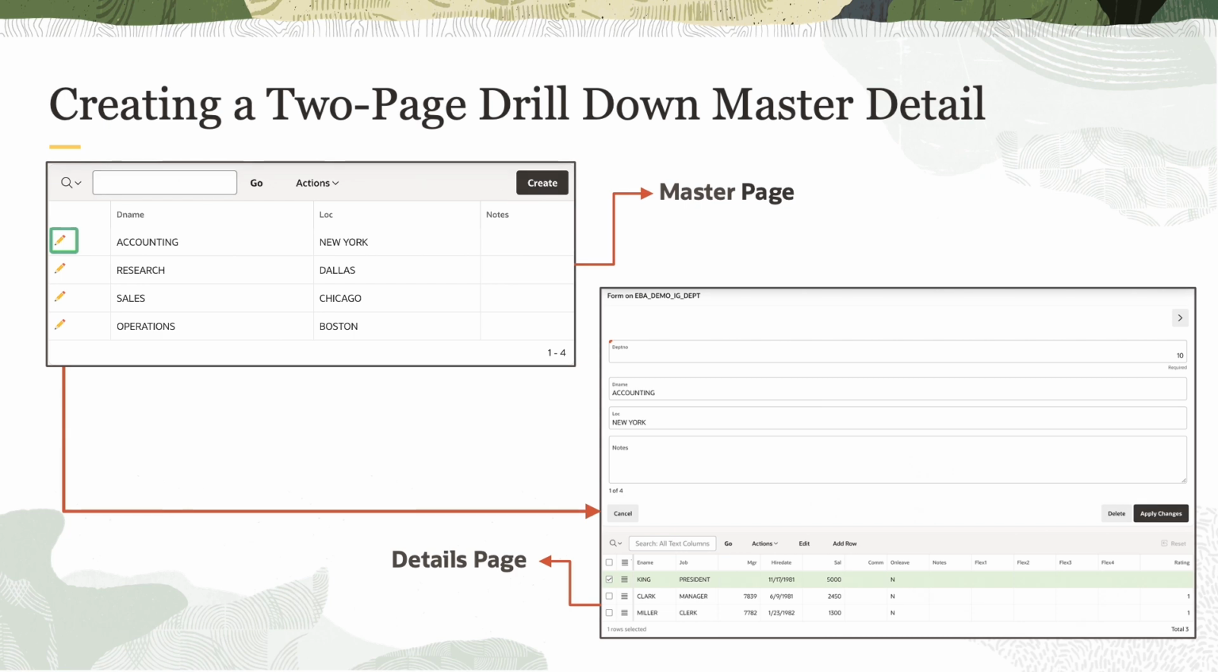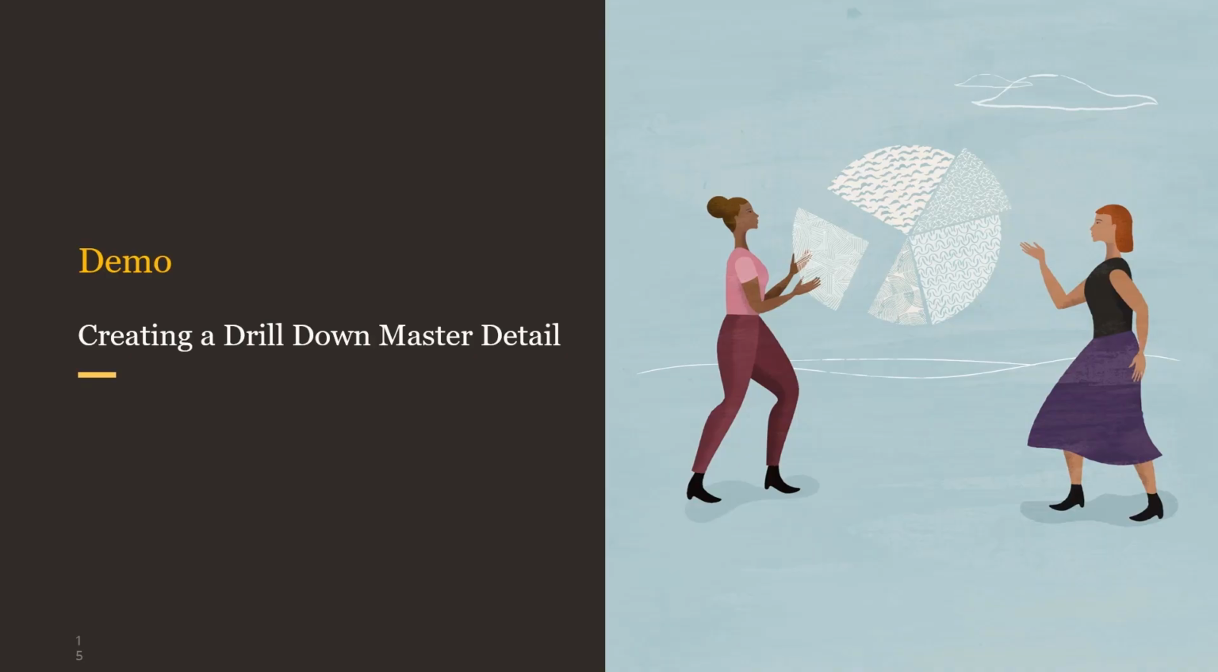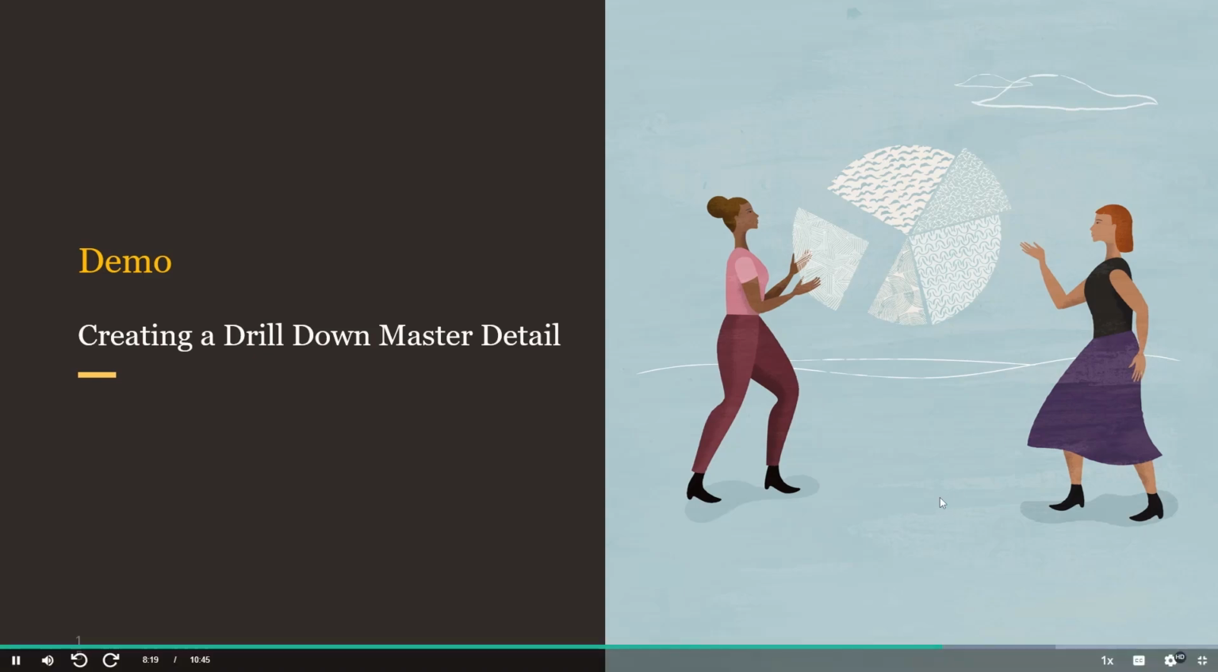In the example shown on the screen, users can click on the edit icon to access all employees within a department. The second page includes both a standard form for the master and the editable interactive grid of employees. Developers can create a drill-down master detail with the Create Page wizard. The developers cannot create this type of page using the Create Application wizard. Now let's see a demo of creating a drill-down master detail.